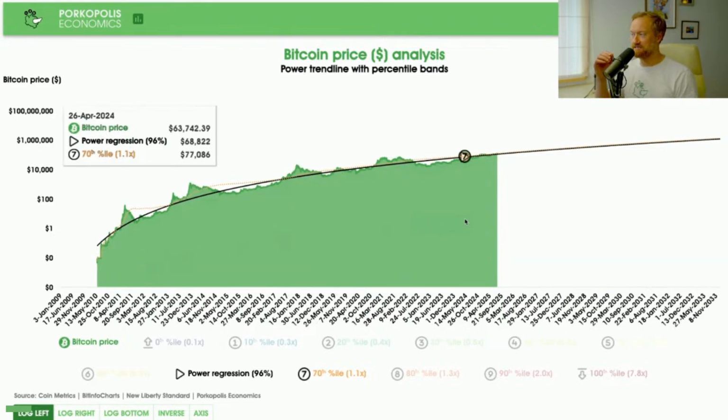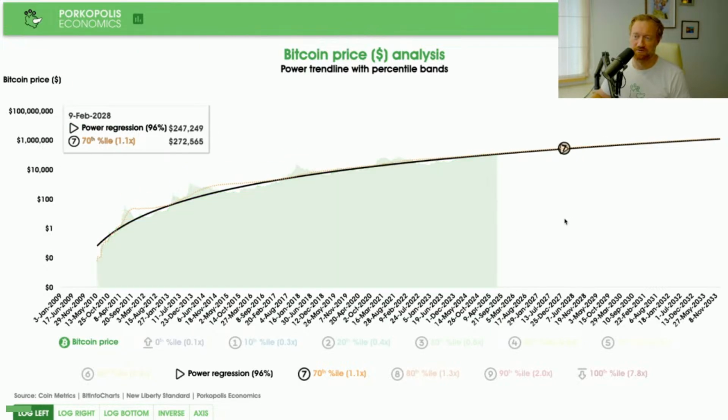No matter what anybody tells you, Bitcoin is not an exponential asset. It's growing in power, just like cities do, just like certain organisms do, including humans. We grow in power. Okay, it's a more sustainable growth.